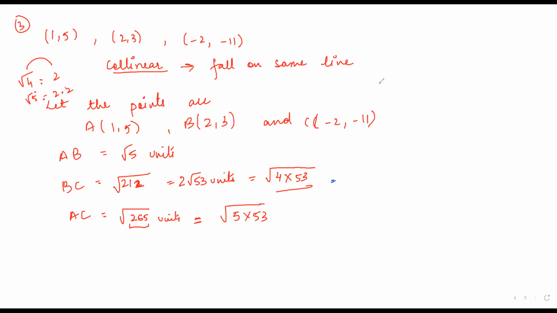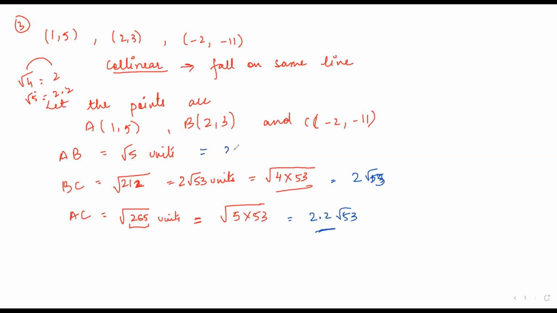Okay, Abdullah, please see here. Yes, ma'am. See, Abdullah, this is 2 under root 53, right? And this is under root of 5. That means 2 point something. For example, let's say 2.2 under root of 53. So obviously this one is larger, right?